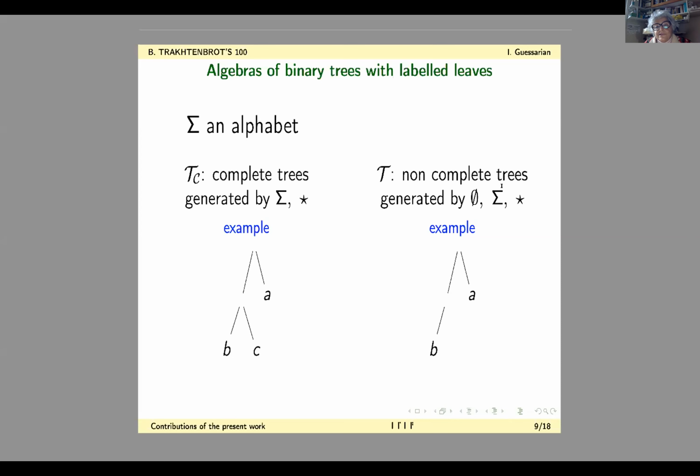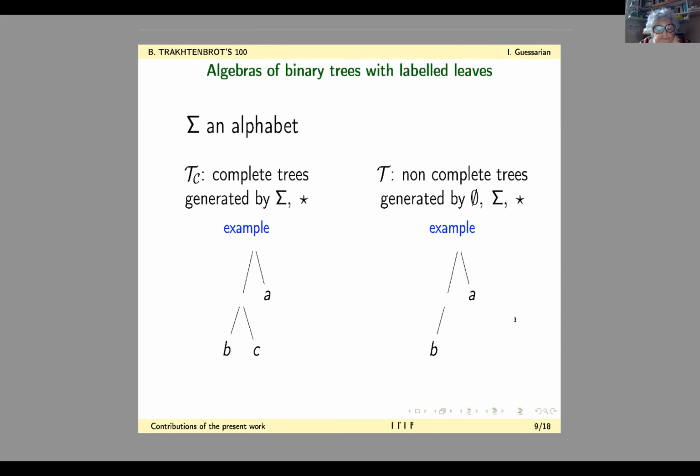And the non-complete trees, nodes have either 2 successors here, 1 successor here, or 0 successors, the leaves. And the binary operation in both cases consists of gluing 2 trees together by adding a root. For instance, I would add a root here and an edge, and I would glue these 2 trees together.